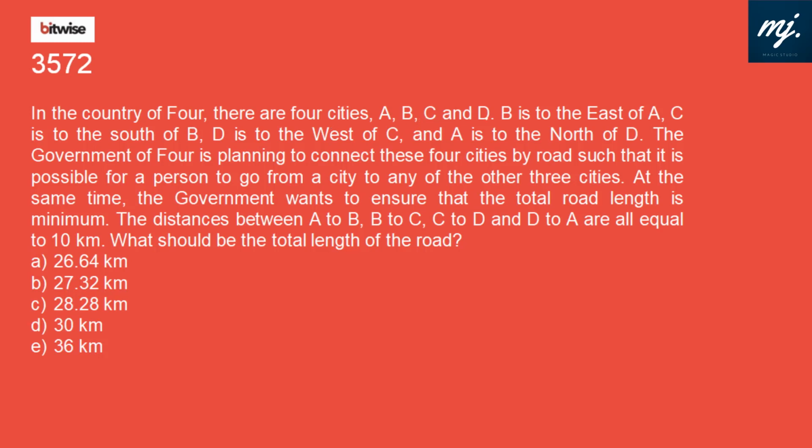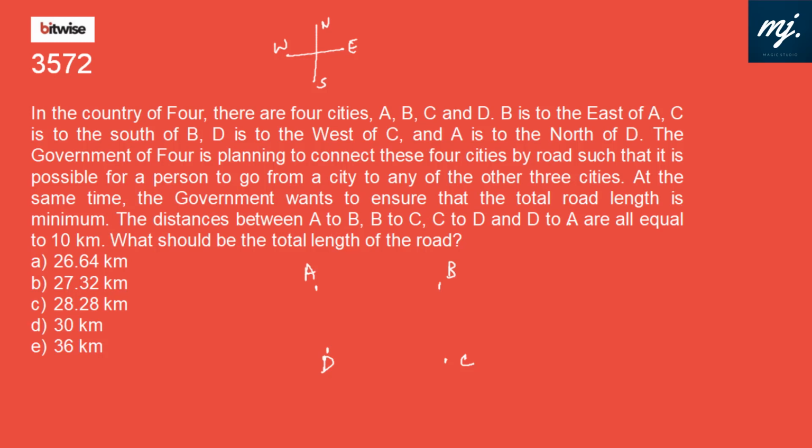In a country of four, there are 4 cities, A, B, C, D. I would need this: north, south, west, east. B is to the east of A. C is to the south of B. And D is to the west of C. Let me mark like this. And A is to the north of D. Very fine. The government of 4 is planning to connect these 4 cities by road such that it is possible for a person to go from a city to any of the other 3 cities. At the same time, the government wants to ensure that the total road length is minimum.